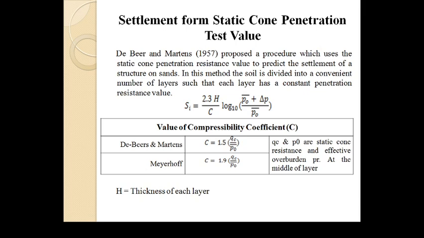This C is known as compressibility coefficient and it can be calculated by the given formula in the tabular format. De Beer and Martens proposed the formula of C is equal to 1.5 QC by P0 bar and Meyerhof proposed it as C is equal to 1.9 QC by P0 bar, where QC is the static cone penetration resistance and P0 bar is the effective overburden pressure at the middle of the layer. In the formula, H is the thickness of each layer and delta P is the load increment.